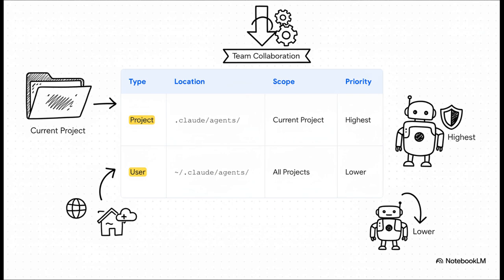Now, why does this matter? It means a project-specific agent will always override a user-level one with the same name. This is perfect for when your team needs a specific version of an agent for one particular project.